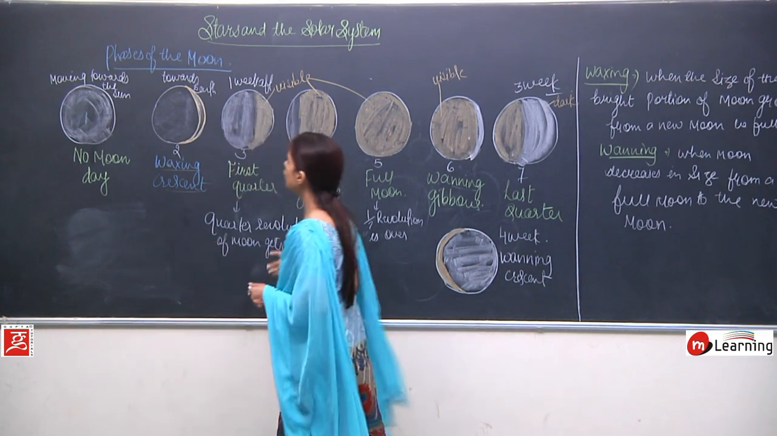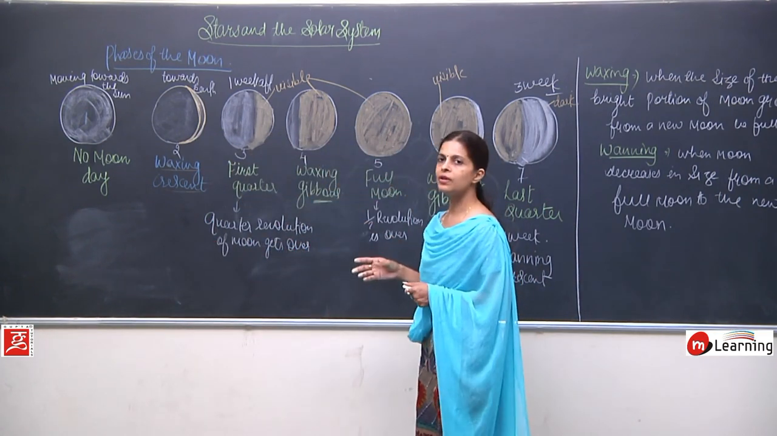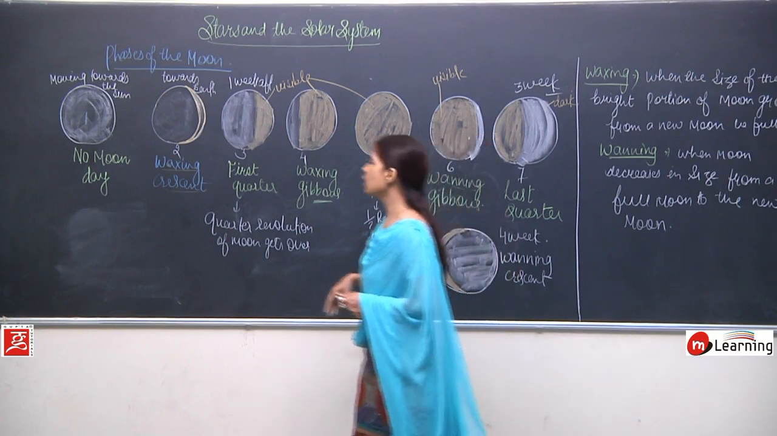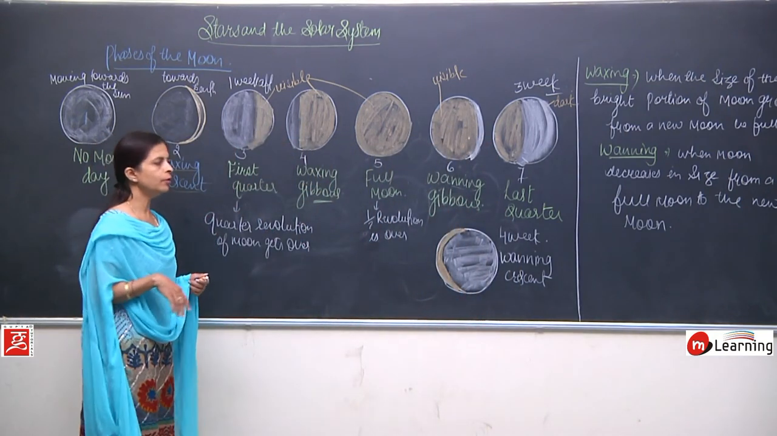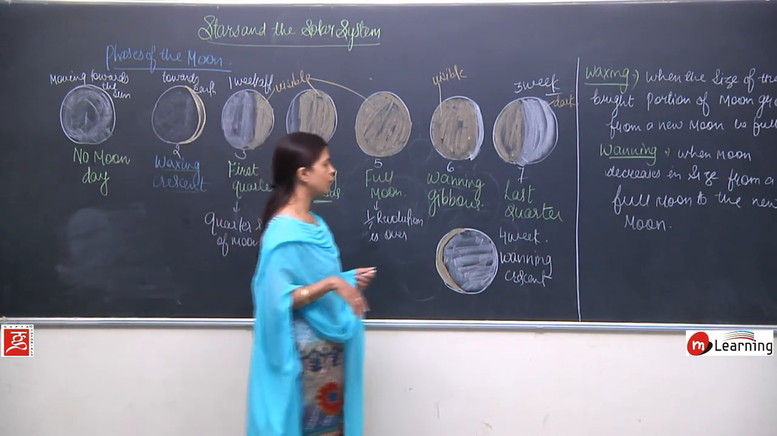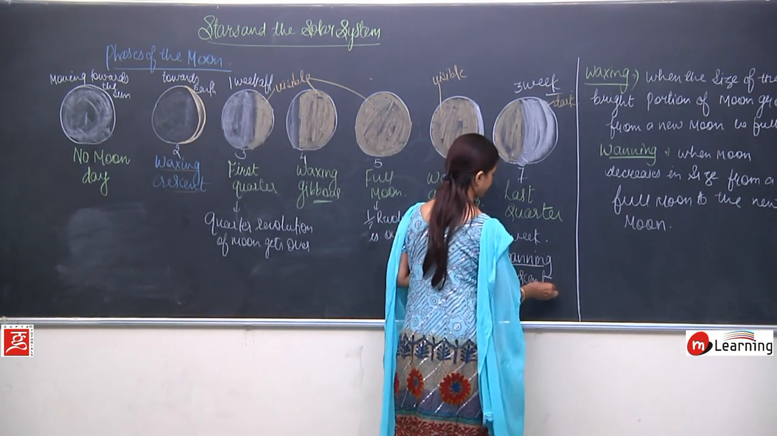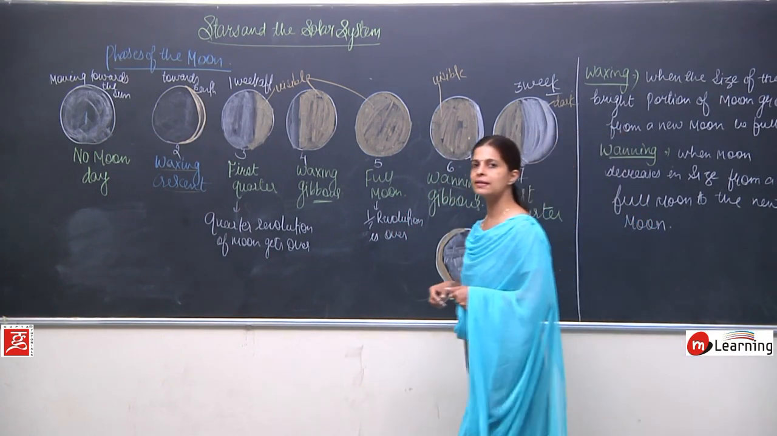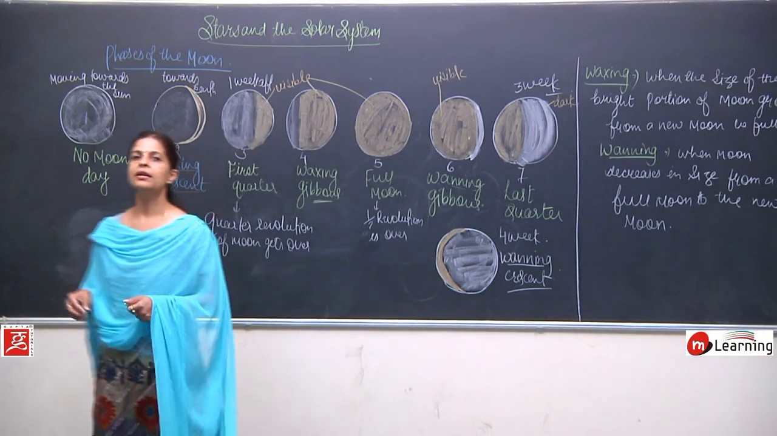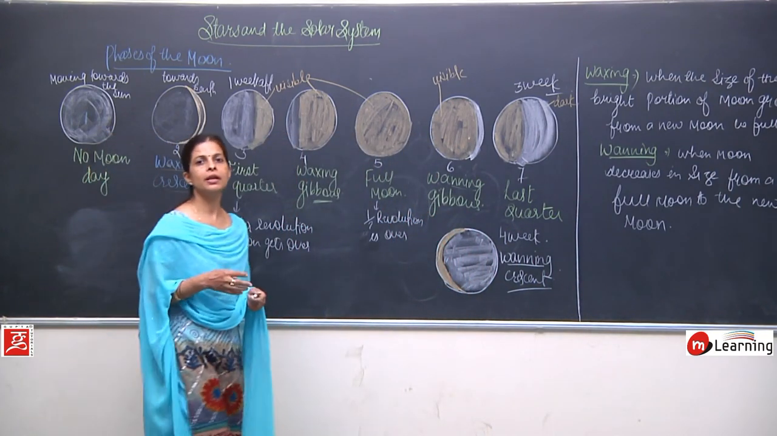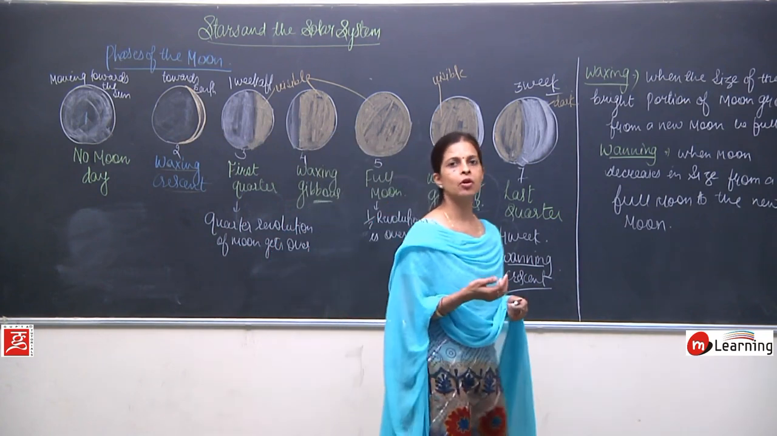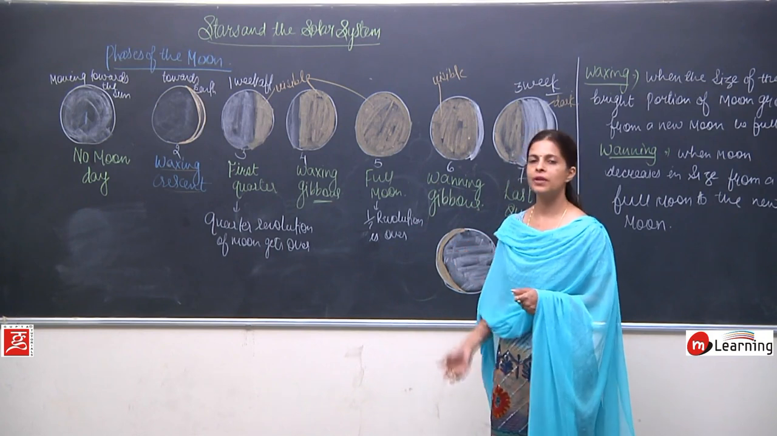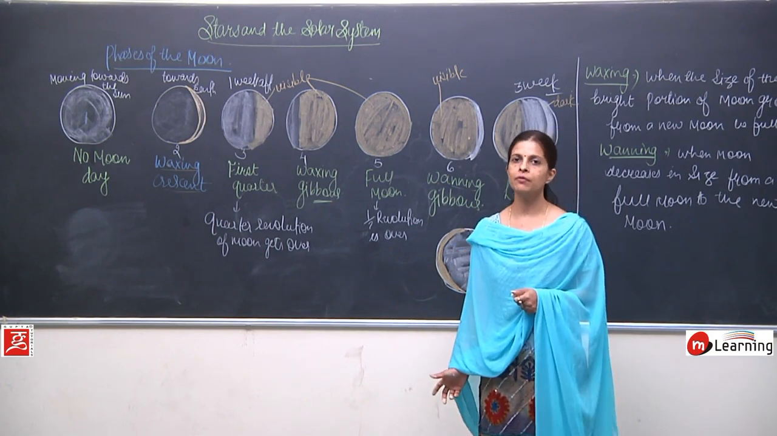So this is all about the phases of the moon, which we can see over there: first is a no moon day, then waxing crescent, first quarter, then waxing gibbous, full moon, then waning gibbous, last quarter and waning crescent. So with this, we have come to know that the different size of the moon is seen from the surface of the earth just because of the revolution of the moon. So these are the different phases of the moon. Please note this point, we'll move to the next topic.